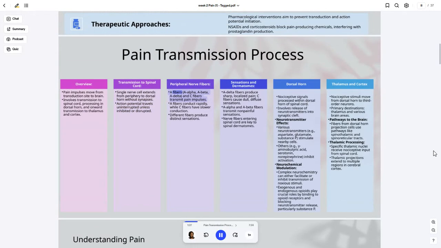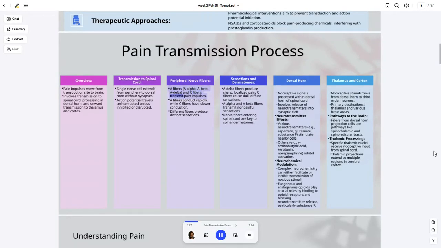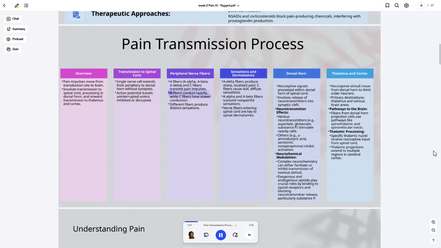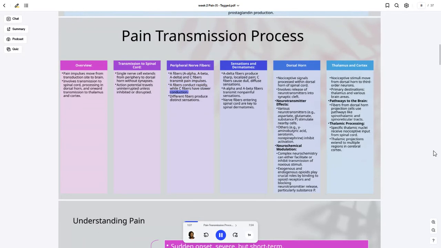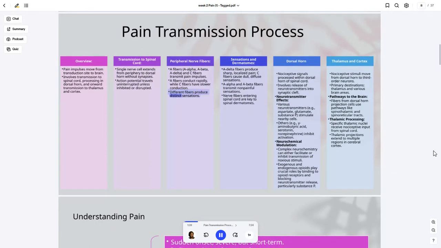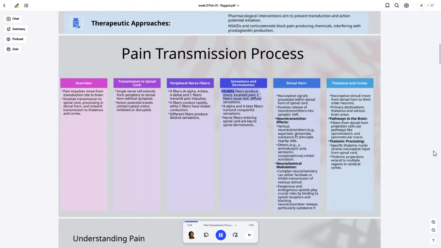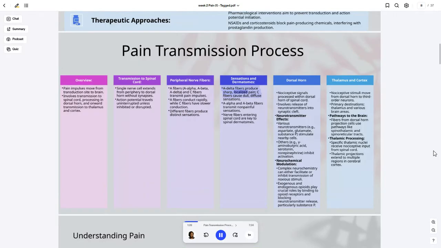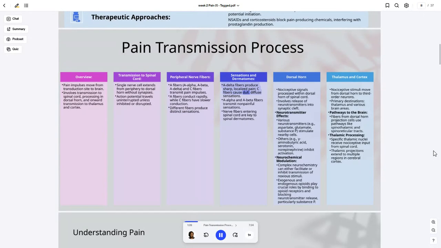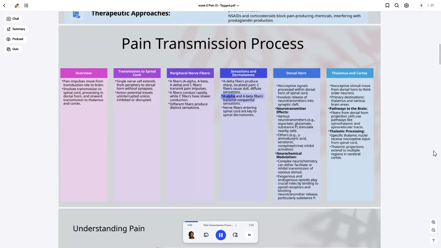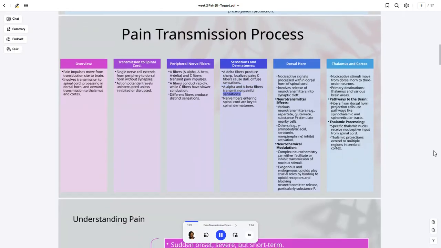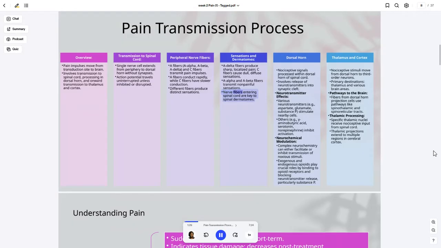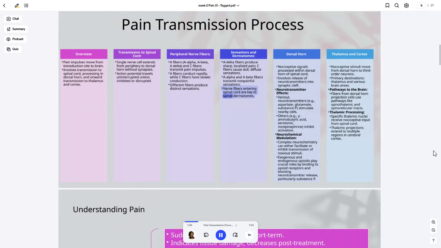Nerve fibers A alpha, A beta, A delta, and C fibers transmit pain impulses. A fibers conduct rapidly, while C fibers have slower conduction. Different fibers produce distinct sensations: A delta fibers produce sharp, localized pain, C fibers cause dull, diffuse sensations, and A alpha and A beta fibers transmit non-painful sensations. Pain nerve fibers entering the spinal cord are key to spinal dermatomes.